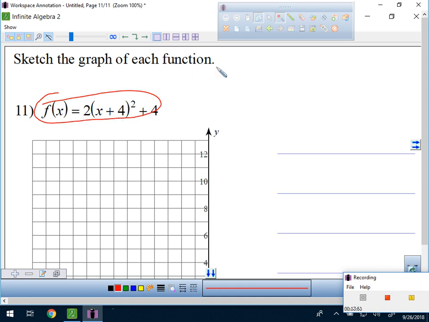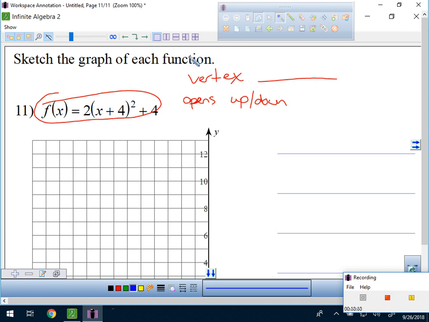There's 2 things I need you to get down for this problem. The first one is write down the word vertex. That's the first thing. And the second thing, write down opens and then put up/down. Okay, if we can answer these 2 things, you're good to go.